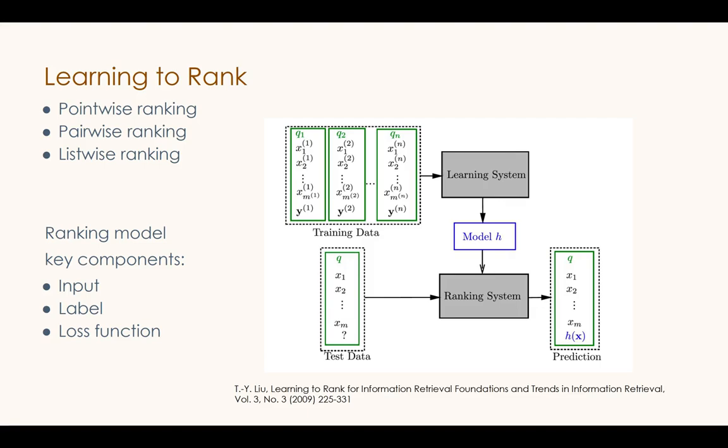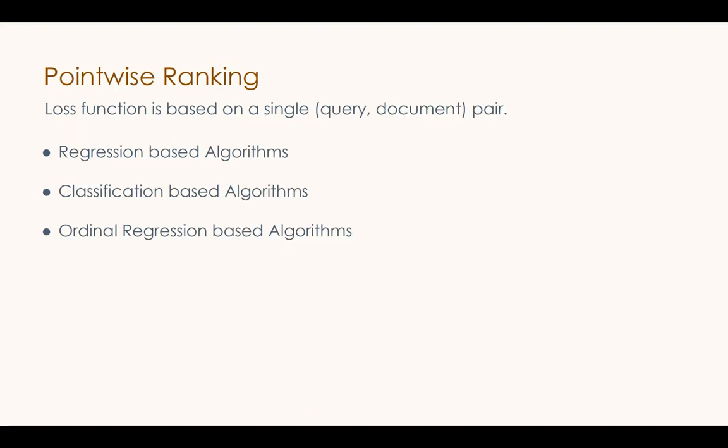As you can see, the ranking model has three components. One is the input, one is the label, and the other one is the loss function. According to the input and also the loss function, it can be divided into three different categories. One is pointwise ranking, second is pairwise ranking, and the last category is listwise ranking. We're going to go into the details in the following slides.